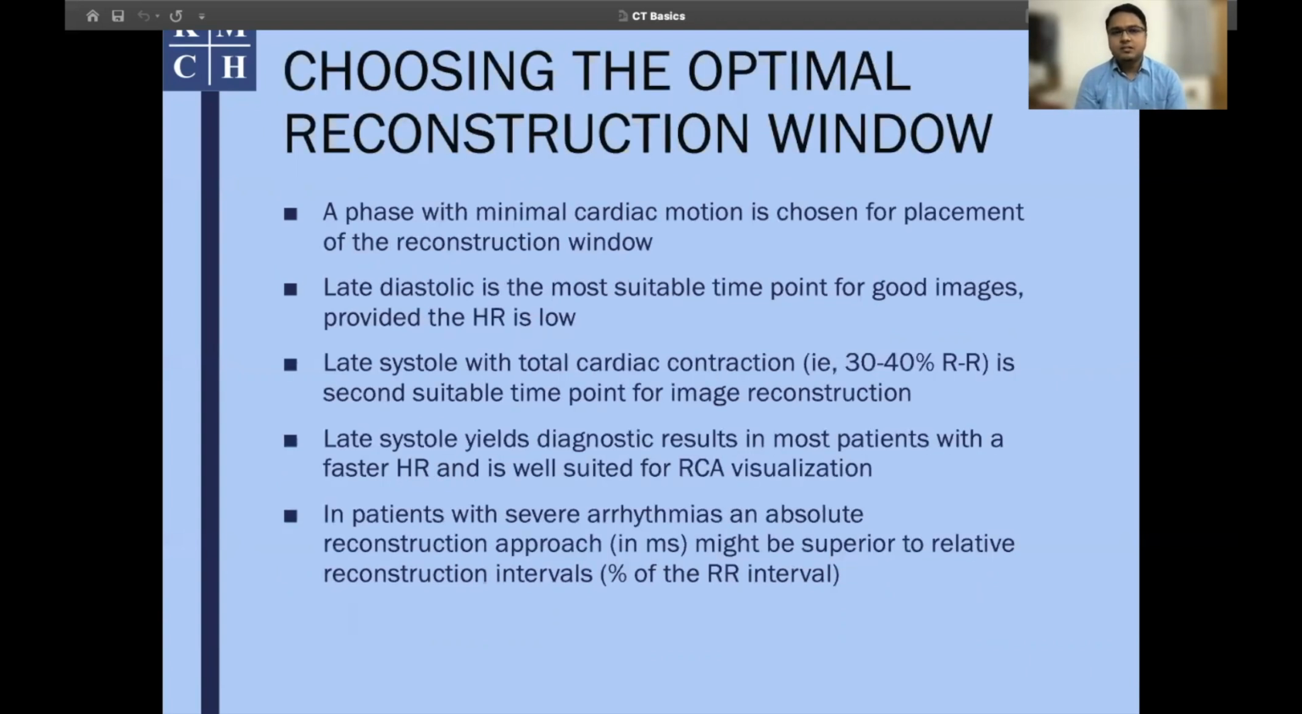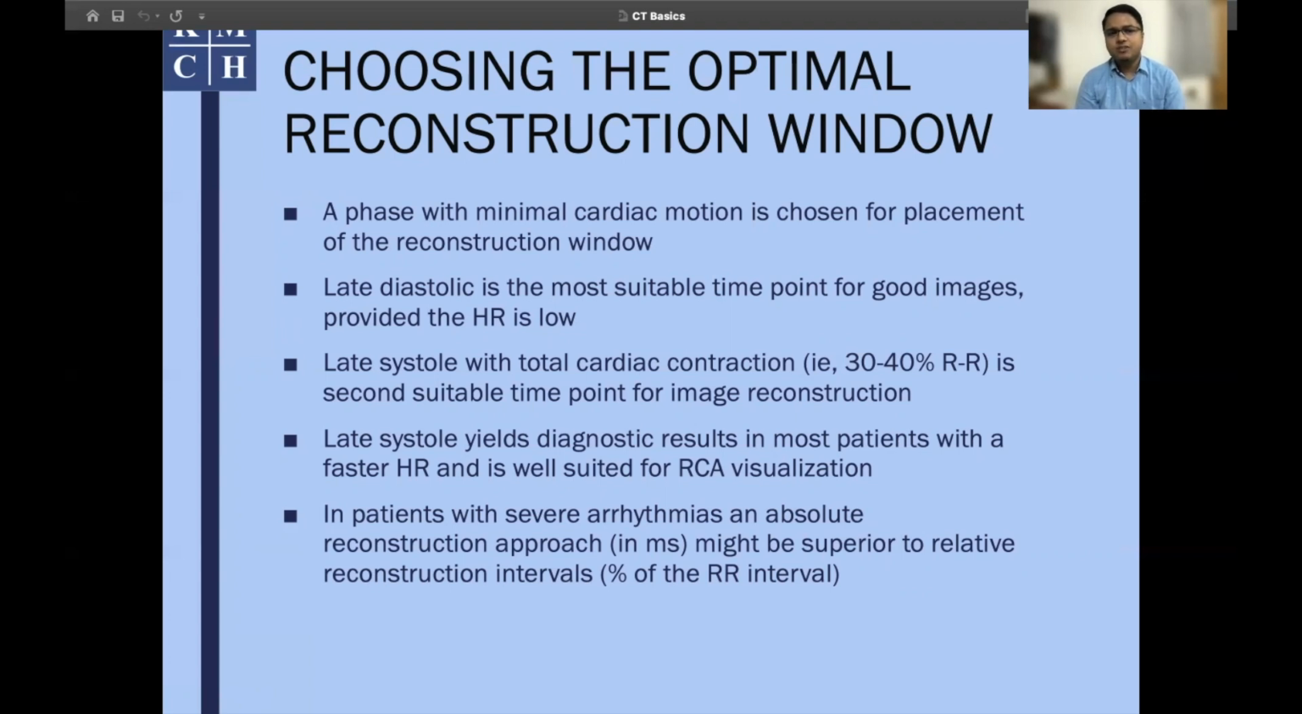Choosing the optimal reconstruction window. A phase with the minimal cardiac motion is always used for the reconstruction window, and this will be a late diastolic phase in most of the patients where the heart rate is low. The second most optimal reconstruction window will be a late systolic phase, something around 30 to 40% of the RR interval, and this will yield good quality images.